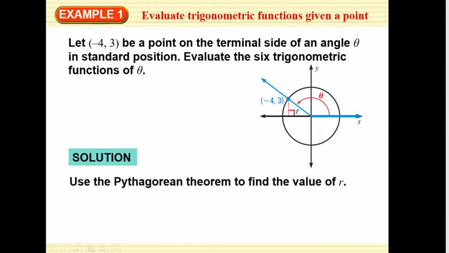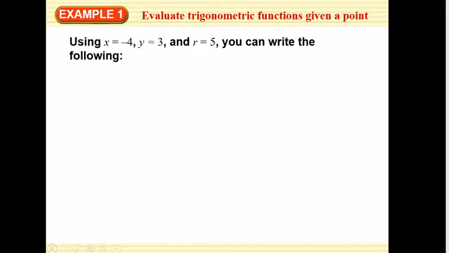Solution: we need to use the Pythagorean theorem to find the value of r. So, using x squared plus y squared, and then taking the square root of that, that should give me my hypotenuse here. -4 squared is a positive 16, and then I add 9 to that, and I get 25. Square root of 25 is 5. So maybe when I originally drew that, you saw that it was a 3, 4, 5 right triangle, except here, instead of a positive 4, it was a -4. So using these values, we can write all of these functions.